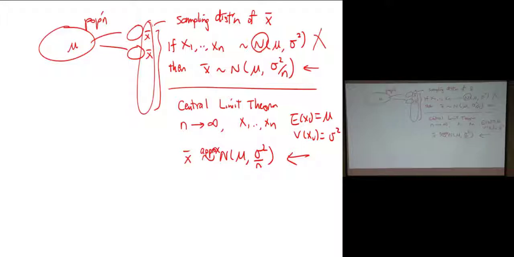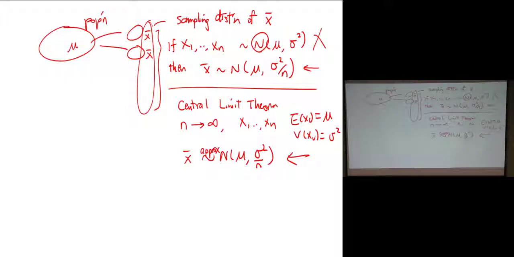So the power of the central limit theorem is that we can get the approximate distribution for the sample mean, so long as the sample is taken from a distribution with expectation equal to mu and finite variance sigma square.